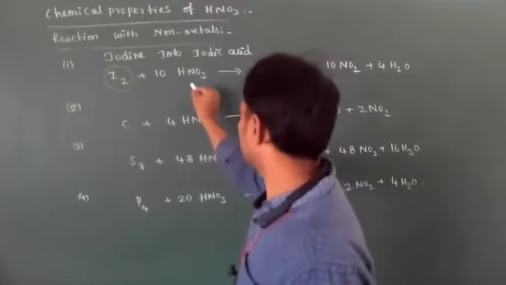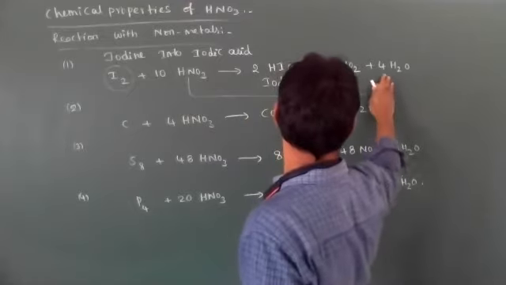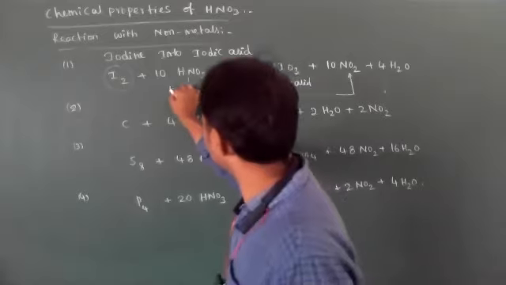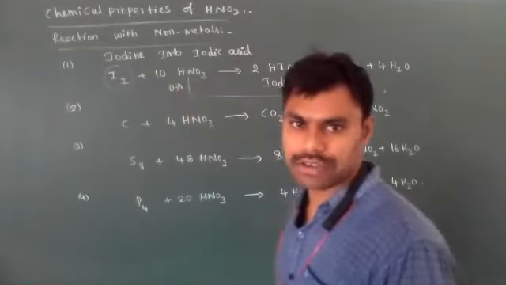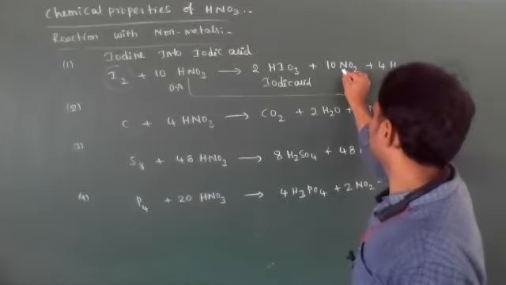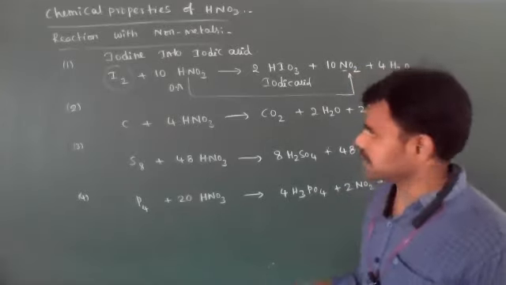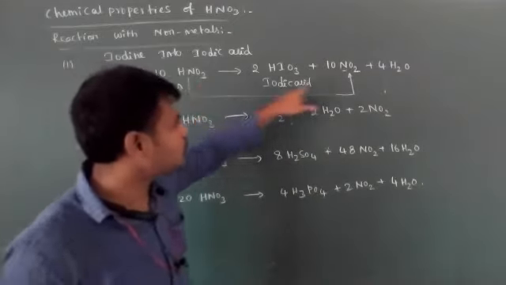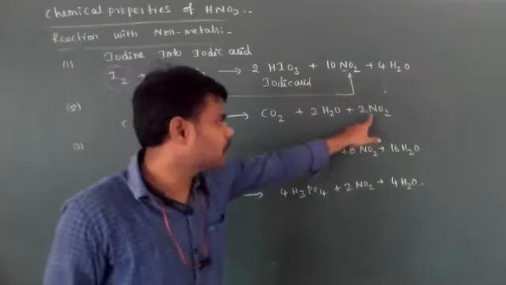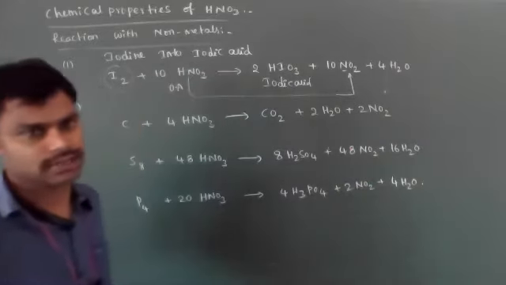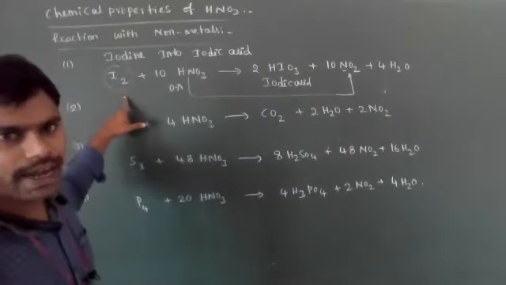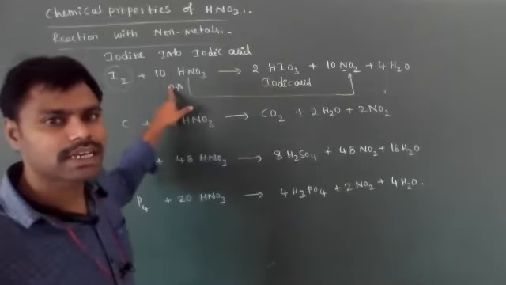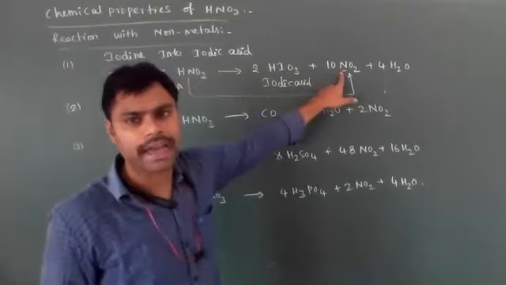And HNO3 undergoes reduction and is converted into NO2. It is the oxidizing agent, and the oxidizing agent itself undergoes reduction to form NO2, nitrogen dioxide gas. In all reactions of HNO3 with non-metals, it is reduced into NO2, nitrogen dioxide. So iodine is a non-metal, and this iodine is oxidized into iodic acid, while HNO3 undergoes reduction into NO2.